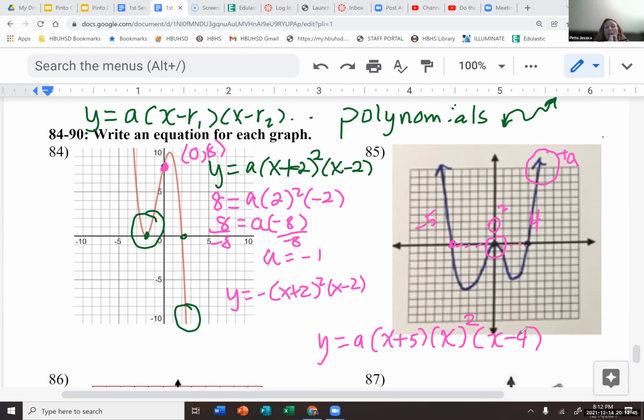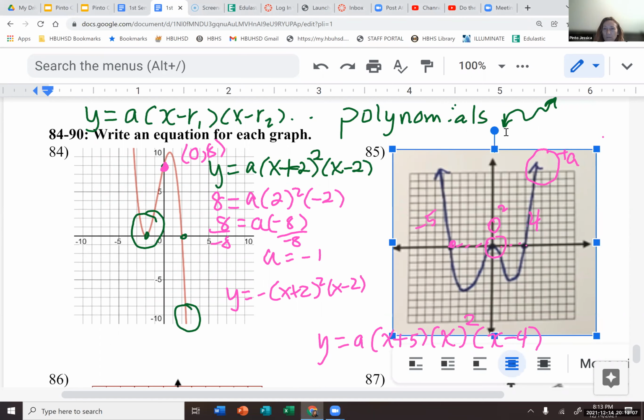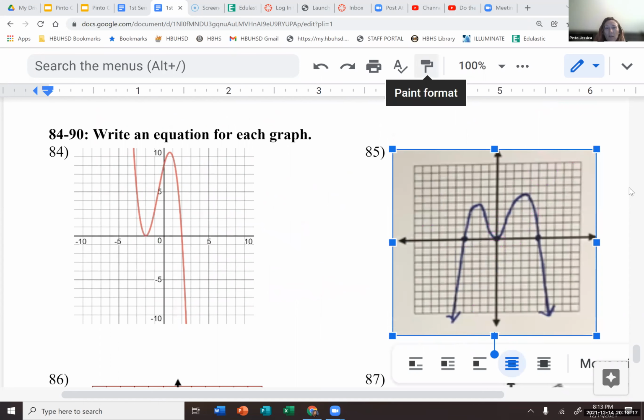Trying to look for another ordered pair. Oh, your problem is upside down. That's kind of funny. I wonder if I changed it when I was moving, making something bigger. There we go. Let's start it over then.